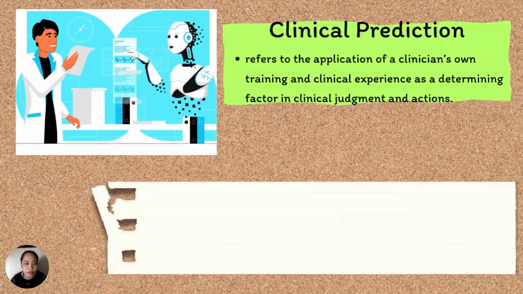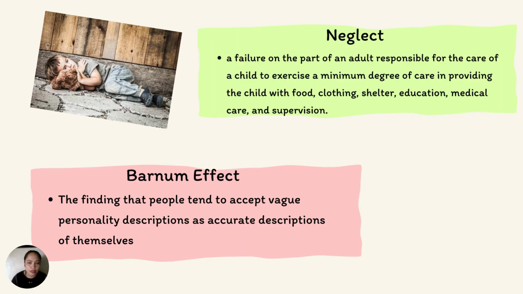On the other hand, the finding that people tend to accept vague personality descriptions as accurate descriptions of themselves is called the Barnum effect. Meehl suggested that the term Barnum effect be used to stigmatize those pseudo-successful clinical procedures in which personality descriptions from tests are made to fit the patient largely or wholly by virtue of their triviality.